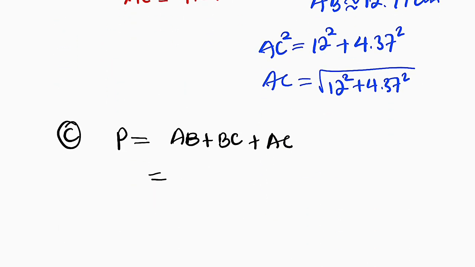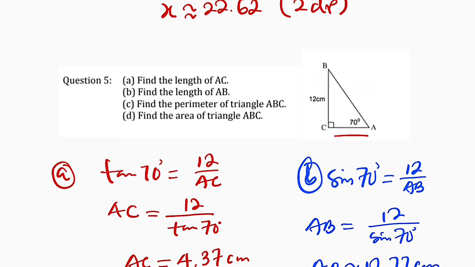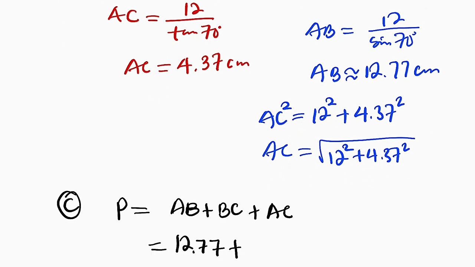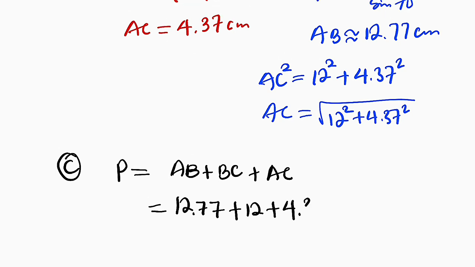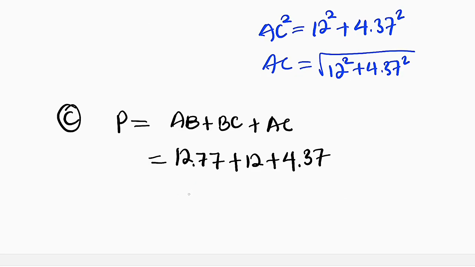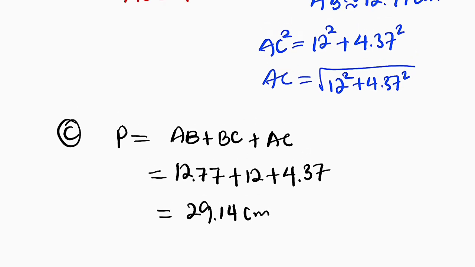12.77 plus BC is already there, which is 12. Then lastly, AC, which is 4.37. So let's add all of this together. All together, we have 29.14 cm. So this is the perimeter.